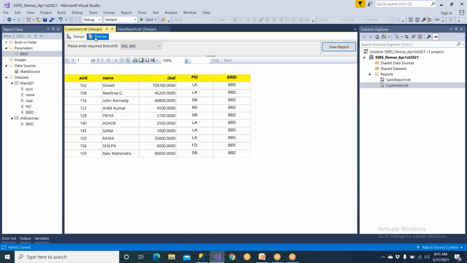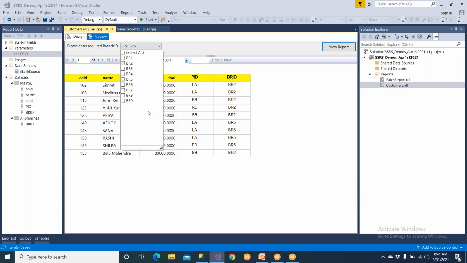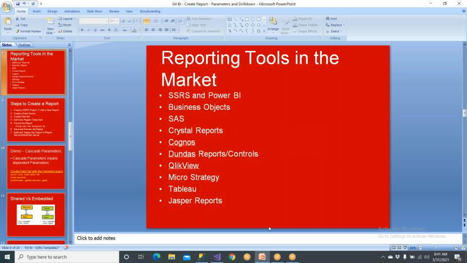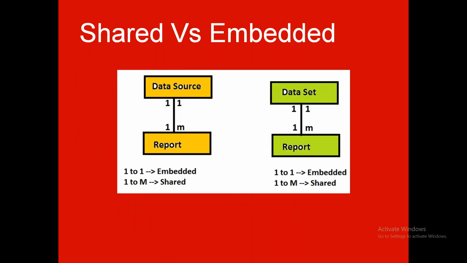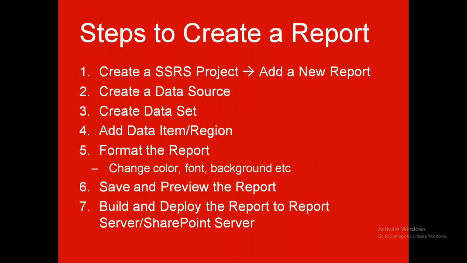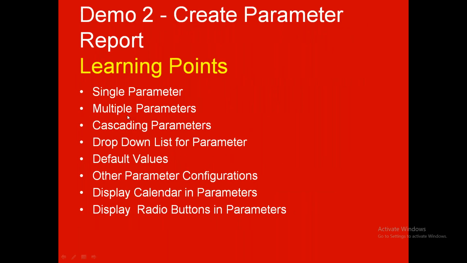Clear, guys? So now I have given default values, I have given a drop down list, and I have given a lot of things like this. So all these things we discussed. So what are the things we discussed? Today we discussed single parameter, drop down, default values, other parameter configurations, right?